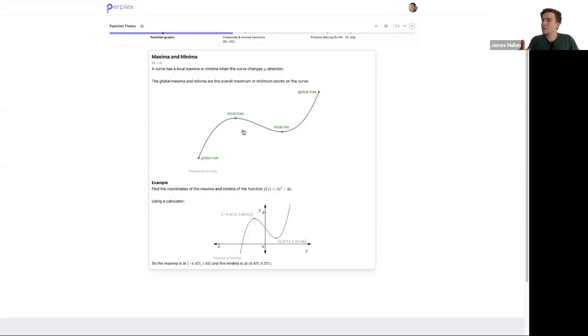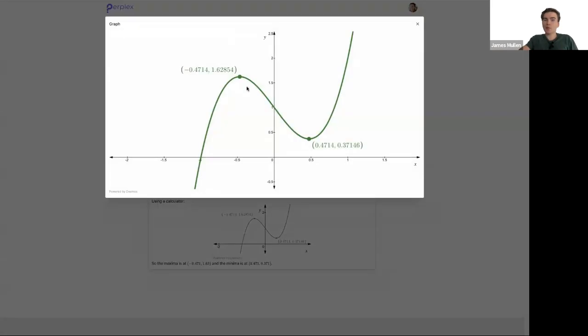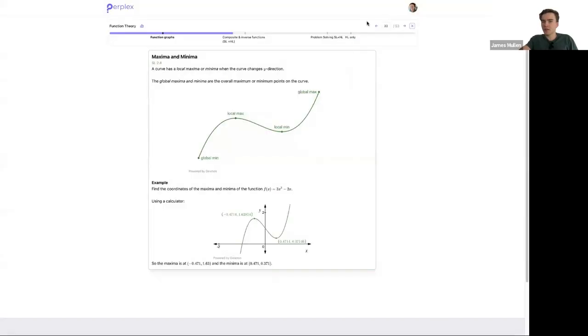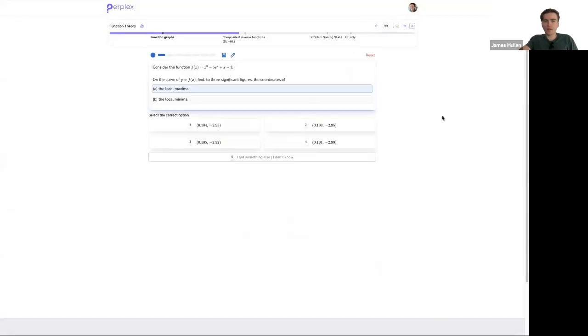For the moment, we can find these with our calculator using the max and min features. As an example, if I had the function 3x cubed minus 2x and plotted it on the calculator, I would find a maximum at approximately -0.471, 1.63, and a similar one on the other side, just by using the min feature. So we're going to go over an example of that. I want you to find, using your calculator, the coordinates of the local maxima and then the local minima.